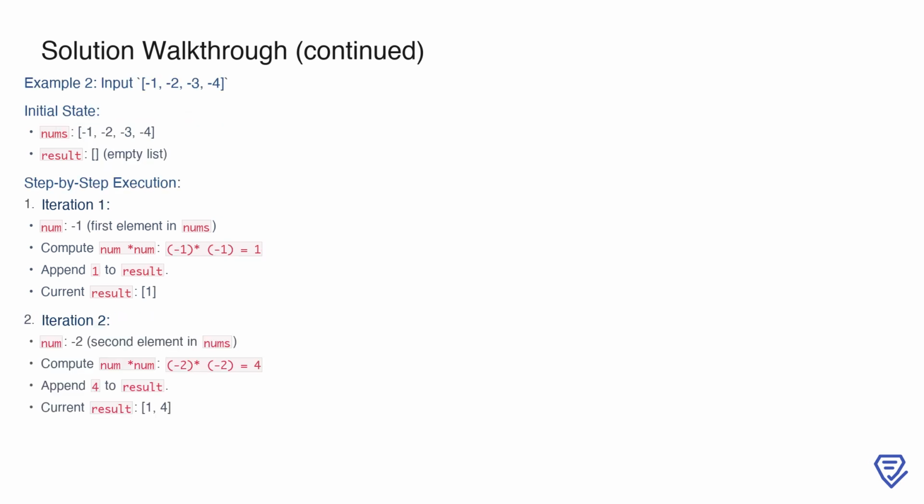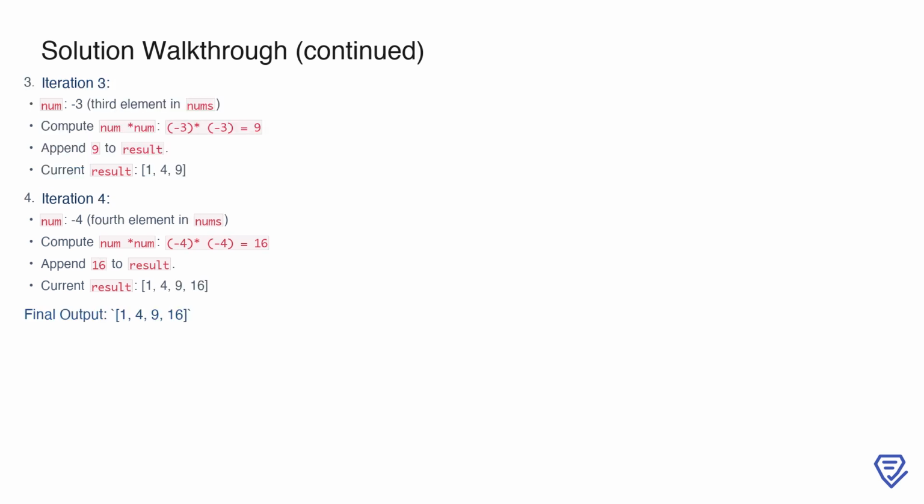Now, we look at a new example with the input list -1, -2, -3, -4. The result list begins empty again. In the first iteration, we take the first number, -1, and compute its square. Multiplying -1 by itself gives 1, which we append to the result. The list becomes 1. In the second iteration, the next number is -2. Squaring it results in 4, which is added to the result, updating it to 1, 4.